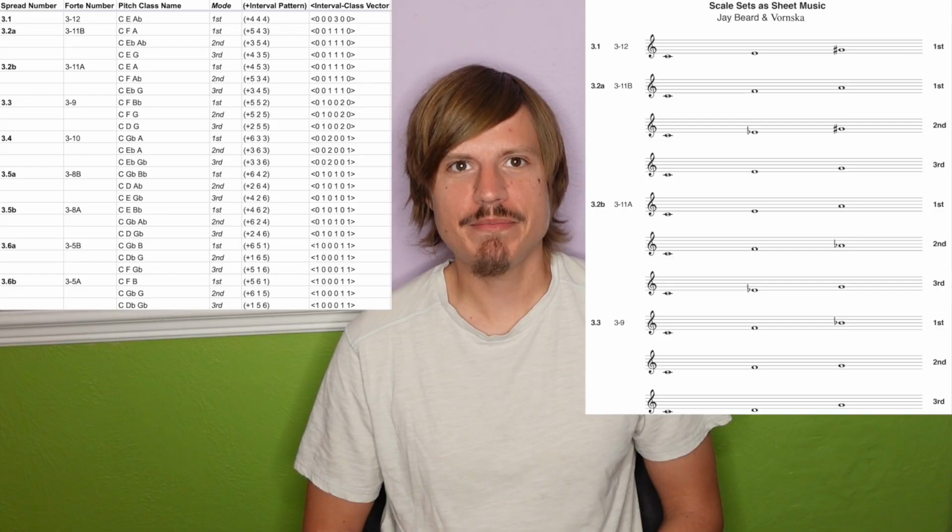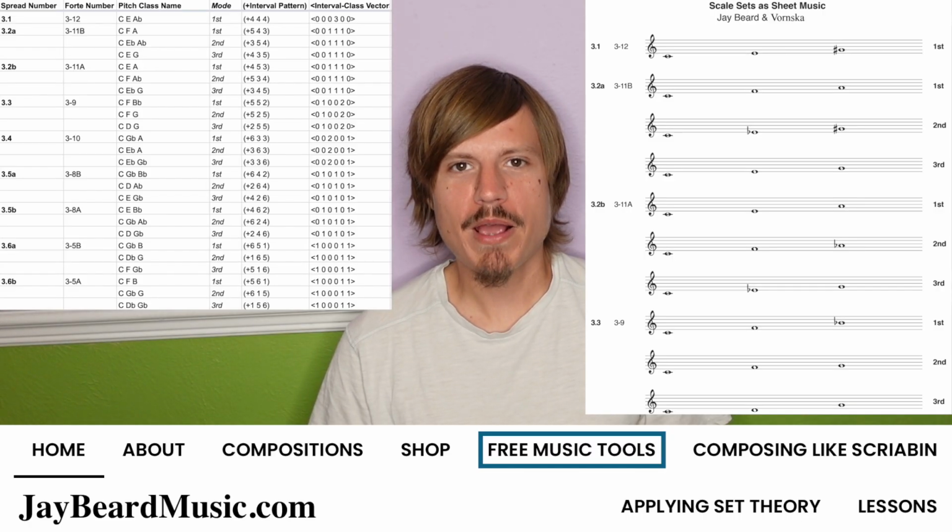Thus, we can explore harmony organized in a logical way using the spread number ranking system used in the Set Chart of Modes and Scale Sets' sheet music, all of which are available on my website.